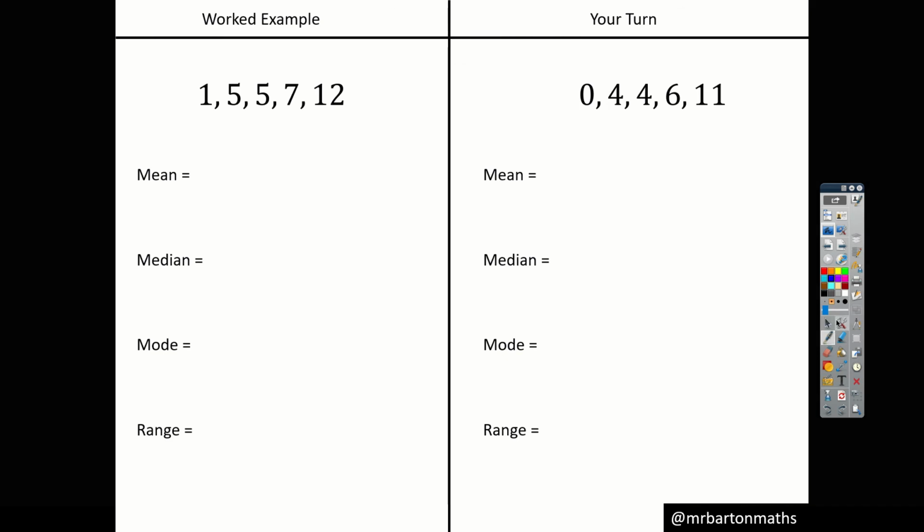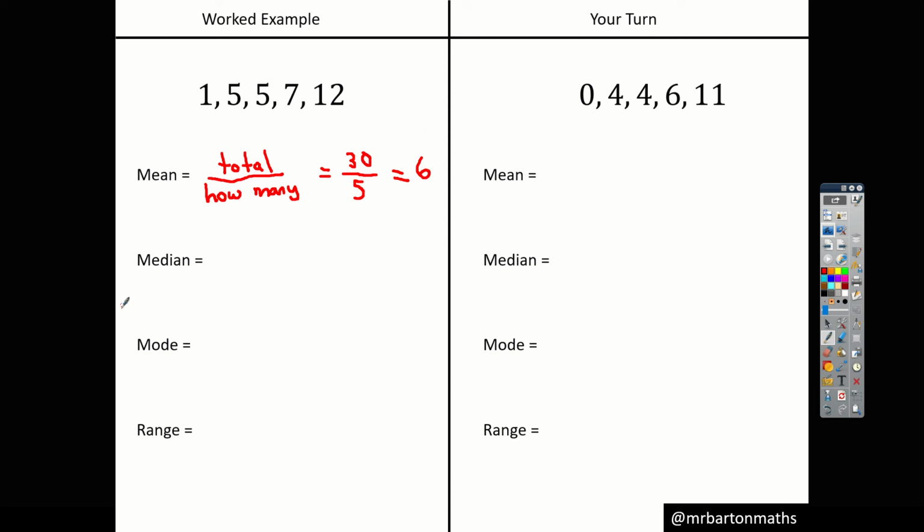So on the left-hand side, with these five numbers here, if I want the mean, that's going to be the total divided by how many? How many numbers are in the list? And if I do that for these values, if I add all of these together, 1 plus 5 plus 5 plus 7 plus 12, that makes 30. And how many numbers do I have? I've got 5. So if I divide the two, the mean is 6.